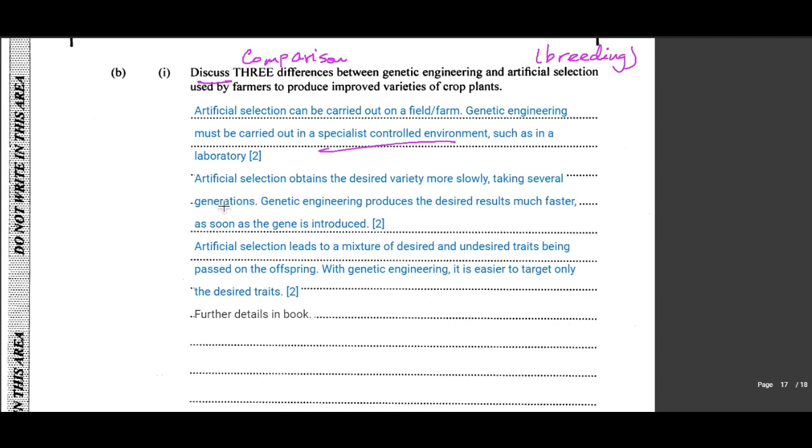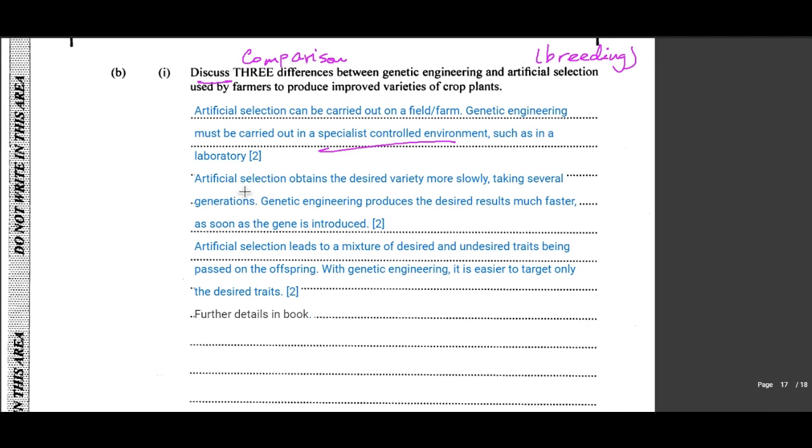using breeding, which is artificial selection, it's going to take longer. It's going to take several generations. Genetic engineering goes faster, and it's a lot more precise. You're going to get the desired results within the very generation that you're treating, by inserting the appropriate gene, and there you go.